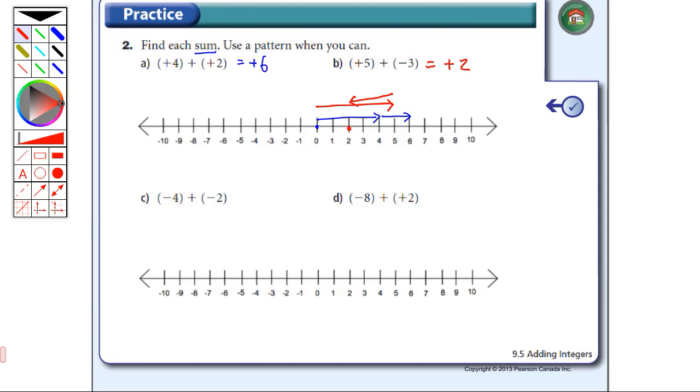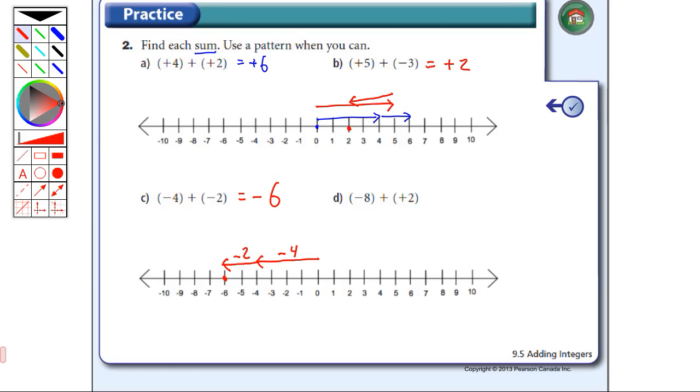C, minus 4. So we're going to start at 0 and go 1, 2, 3, 4 to the left. That's our minus 4. Plus we're going to add another negative 2. So we can't go to the right. We keep going 1, 2 more negative. That'll leave us at minus 6.